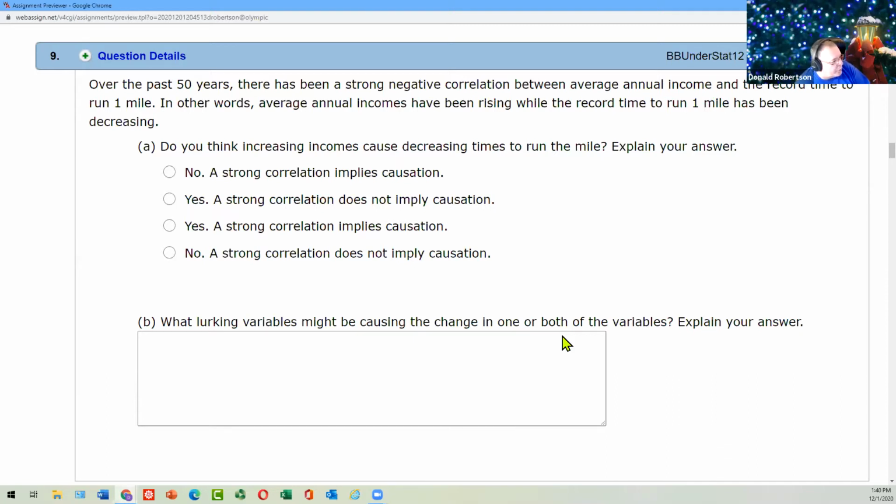Okay, do you think that the increase in average annual income, in other words, we are getting richer over the last 50 years in general, we make more money, we buy more stuff because of that. Why should that affect the time to run the 1 mile? Because I don't think it does. So we're looking for quite a weird one, I think.